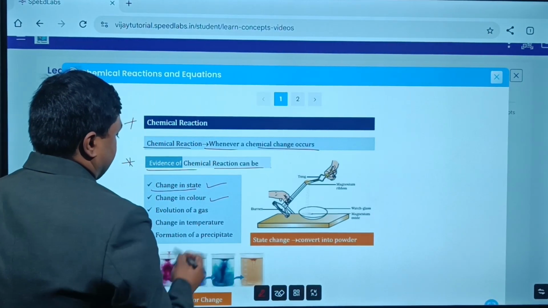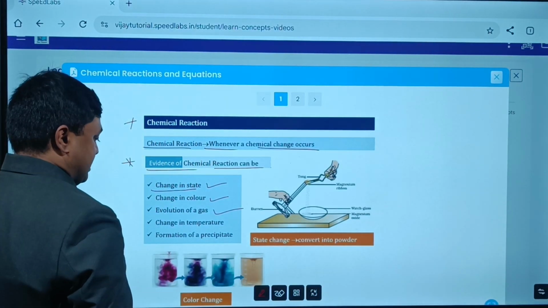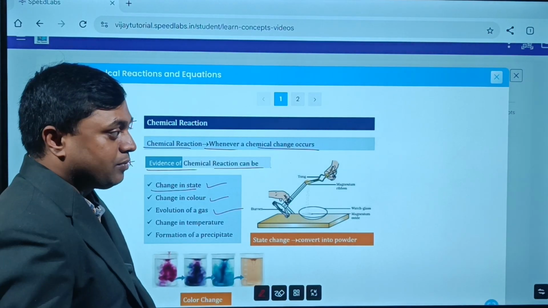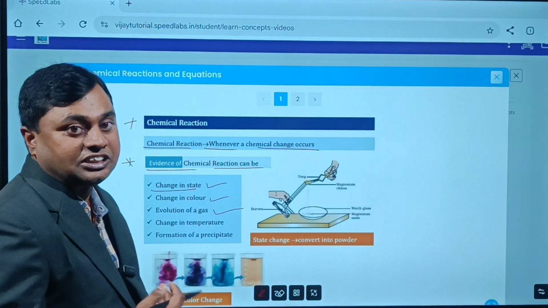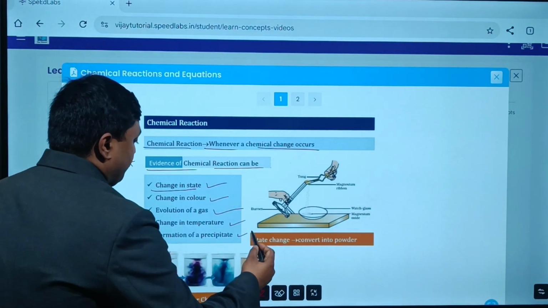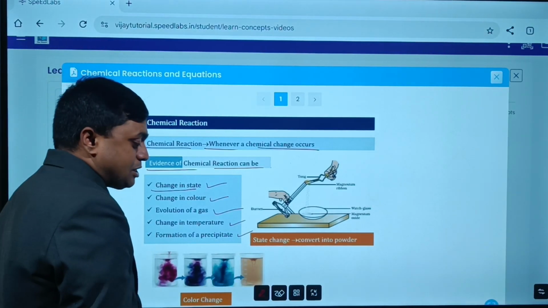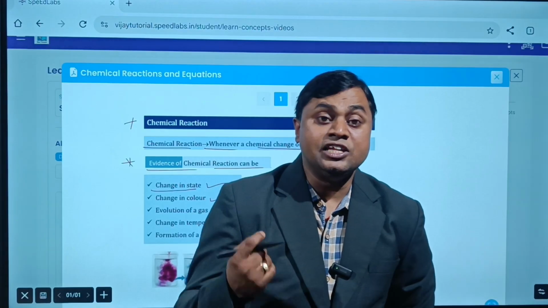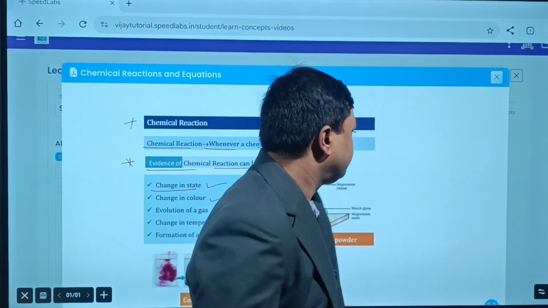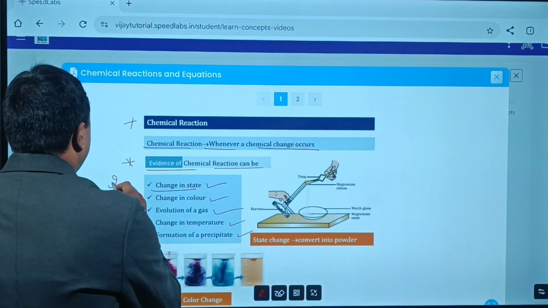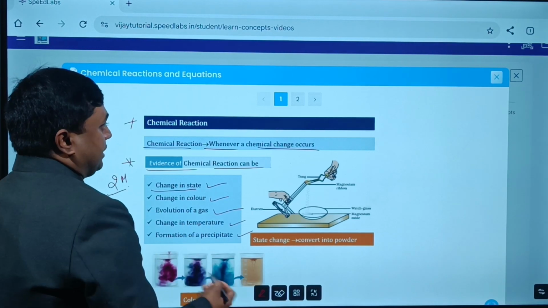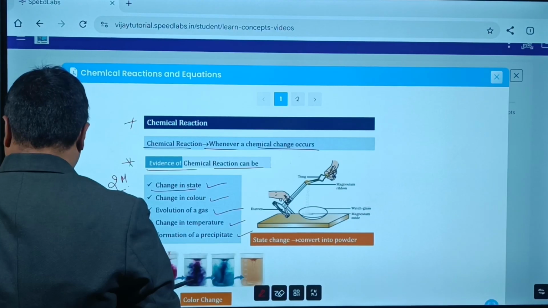Similarly, change in color, evolution of a gas, whenever there is gas formation in the process, then we can say a chemical reaction has taken place. Whenever there is a change in temperature, or formation of a precipitate, which is nothing but an insoluble solid formed during a process. Is it clear? This question may be asked for 2 marks, so you have to remember this. Next.